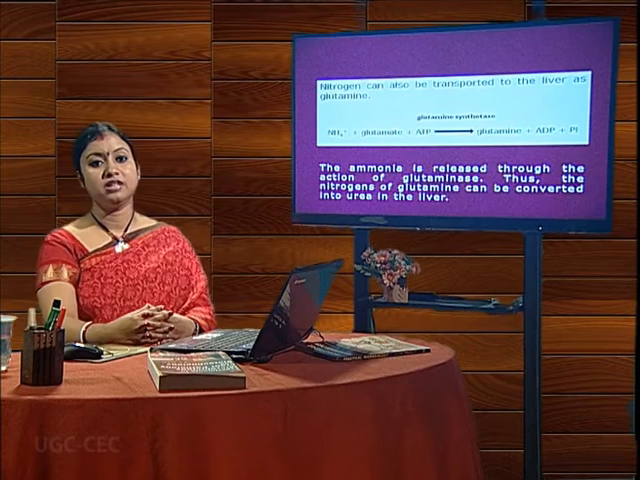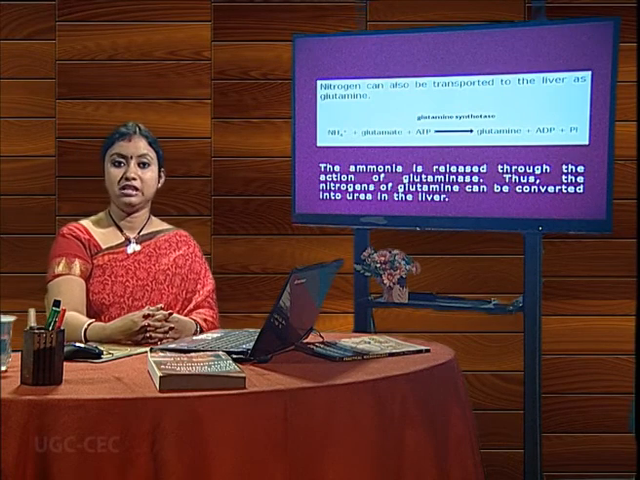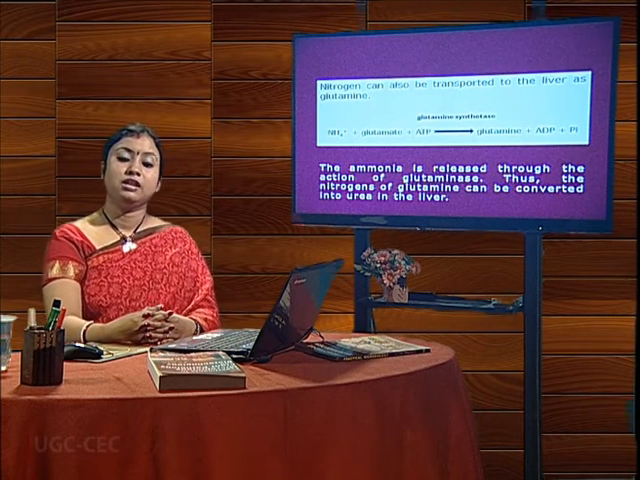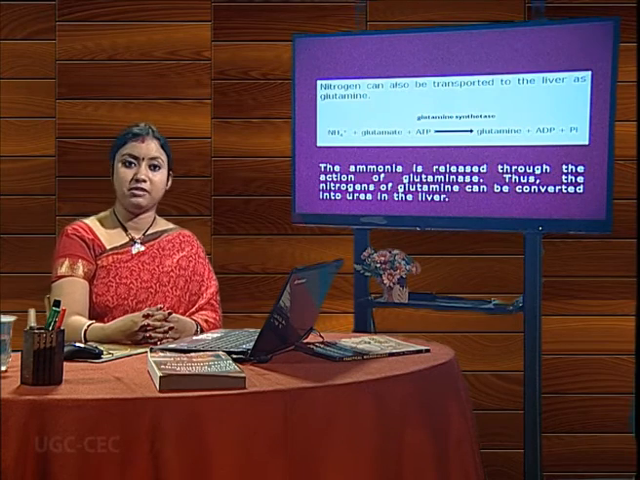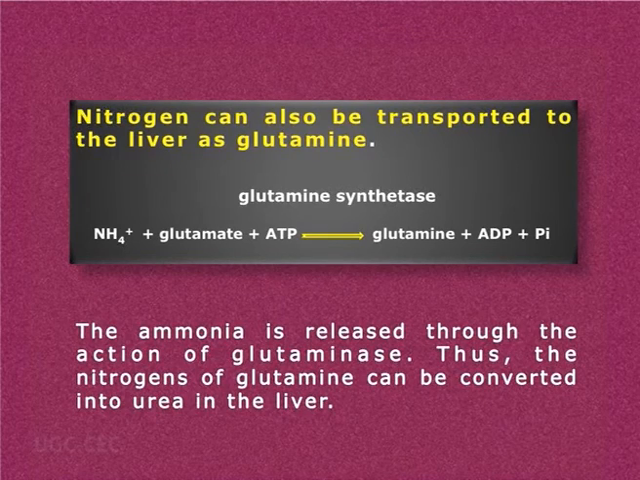Now nitrogen can also be transported to the liver by another route, in the form of glutamine from glutamate, catalyzed by glutamine synthetase in an ATP-dependent manner. From this glutamine, ammonia is released by the enzyme glutaminase. This ammonia can again be converted to urea in the liver, which is then excreted.